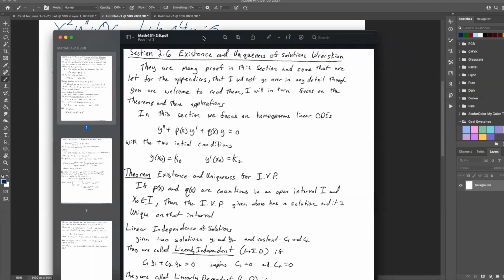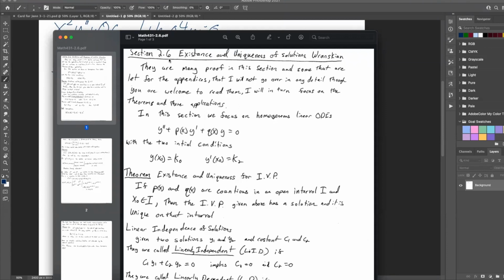All right, so let's talk about, let me just bring this up. There are many proofs in this section, and some are left for independent study. It's just a section of proofs, a lot of proofs, and we're not going to go through it all. It's a long slog that really doesn't help you as engineers. For mathematicians, you better believe we'd be digging through it.